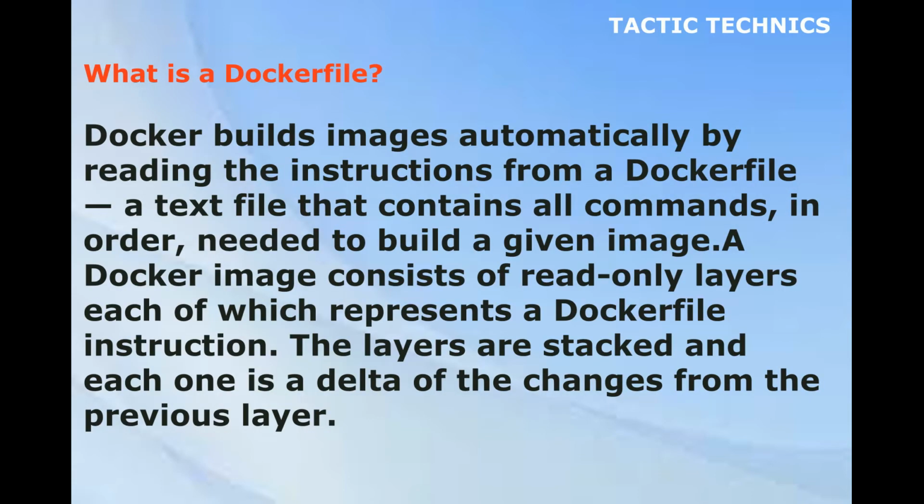What is a Dockerfile? Docker builds images automatically by reading the instructions from a Dockerfile, a text file that contains all commands, in order, needed to build a given image. A Docker image consists of read-only layers, each of which represents a Dockerfile instruction. The layers are stacked and each one is a delta of the changes from the previous layer.